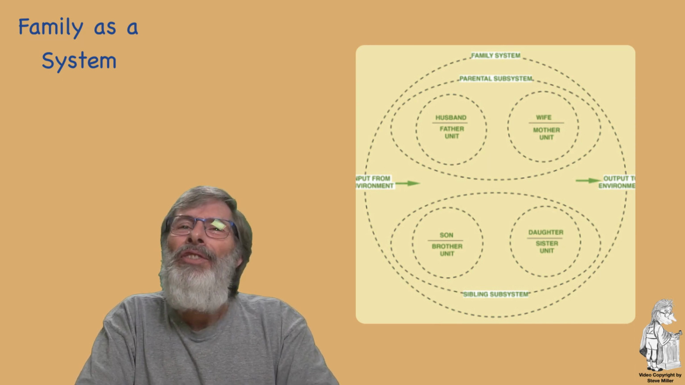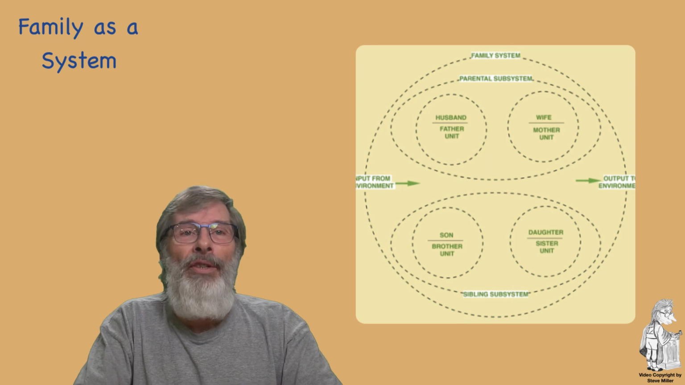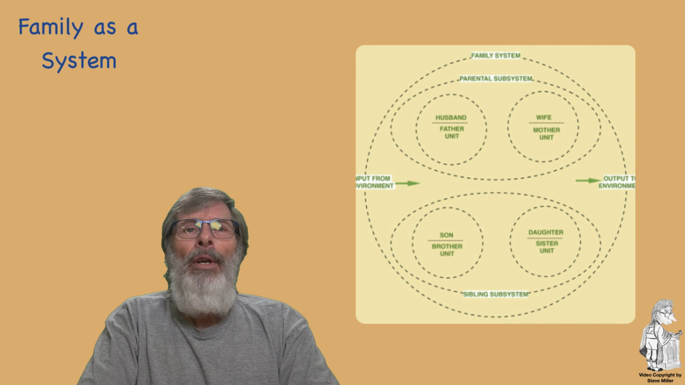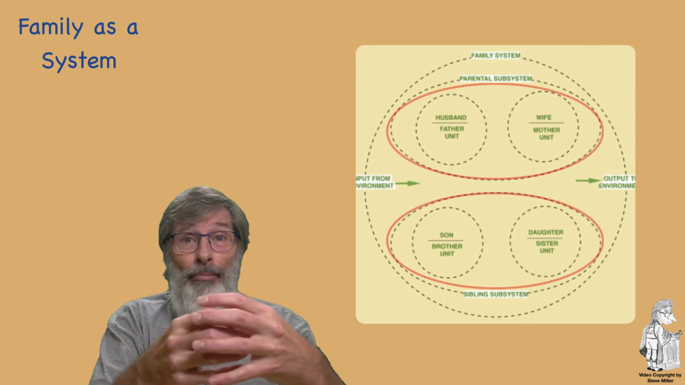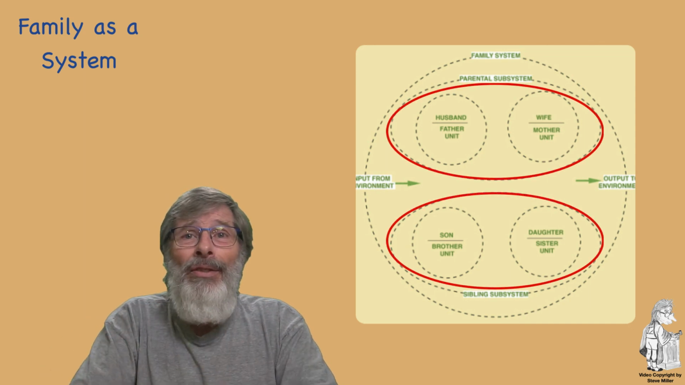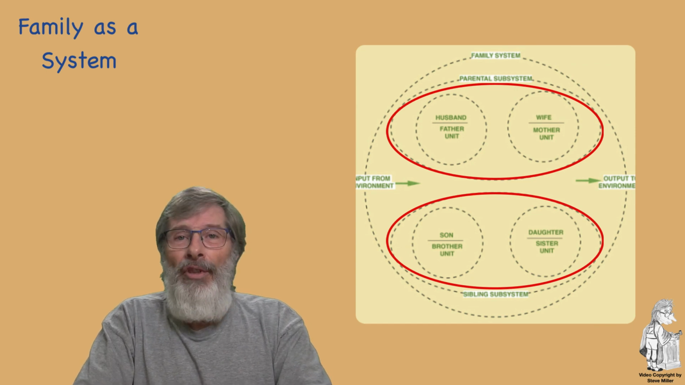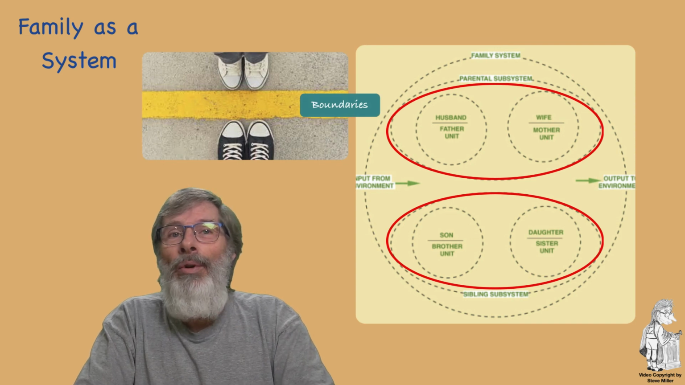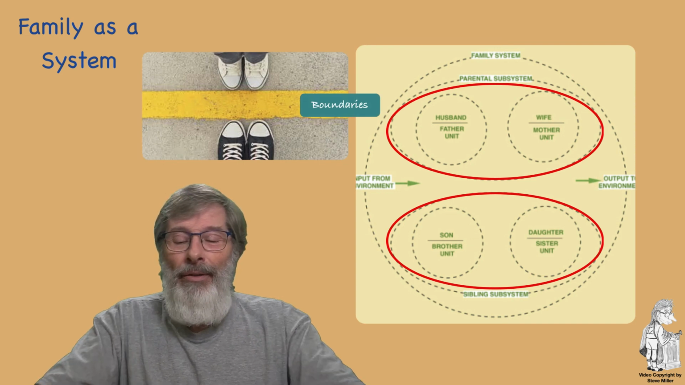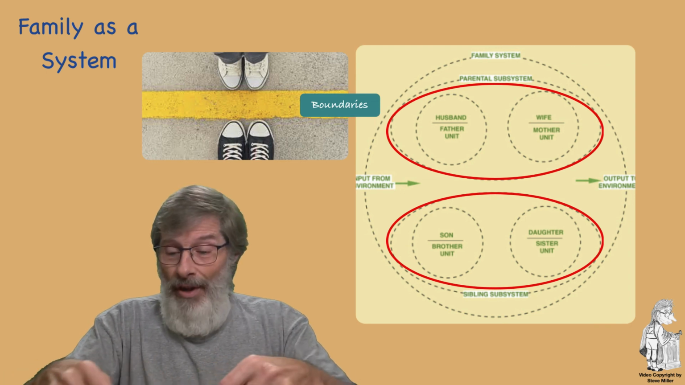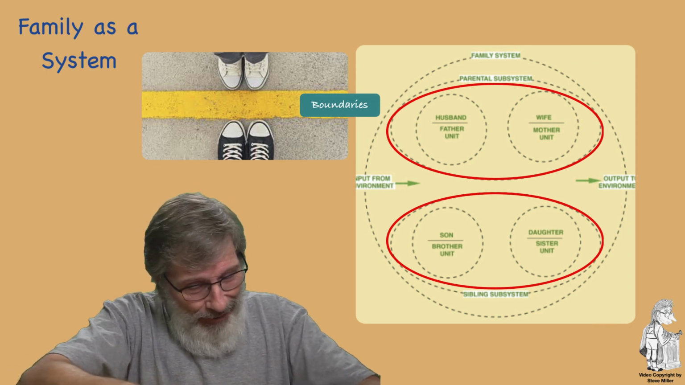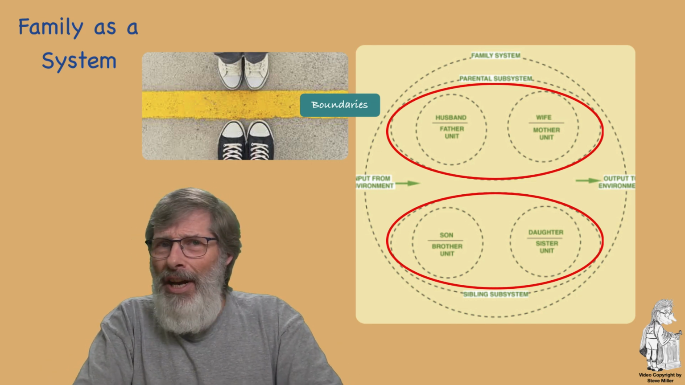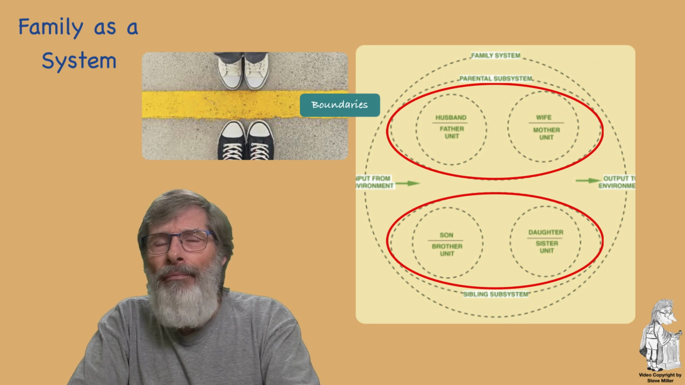Families also contain subsystems, or smaller groupings of members within a family. Most commonly, you'd be familiar with the subgroup of spouses or parents, and the subsystem of siblings. Systems and subsystems have boundaries, which mark who is and who is not a member. So we have ways of defining our family boundaries, our sibling boundaries, our parent boundaries. Boundaries need to be open enough to interact with society, employment, schools, and friends.